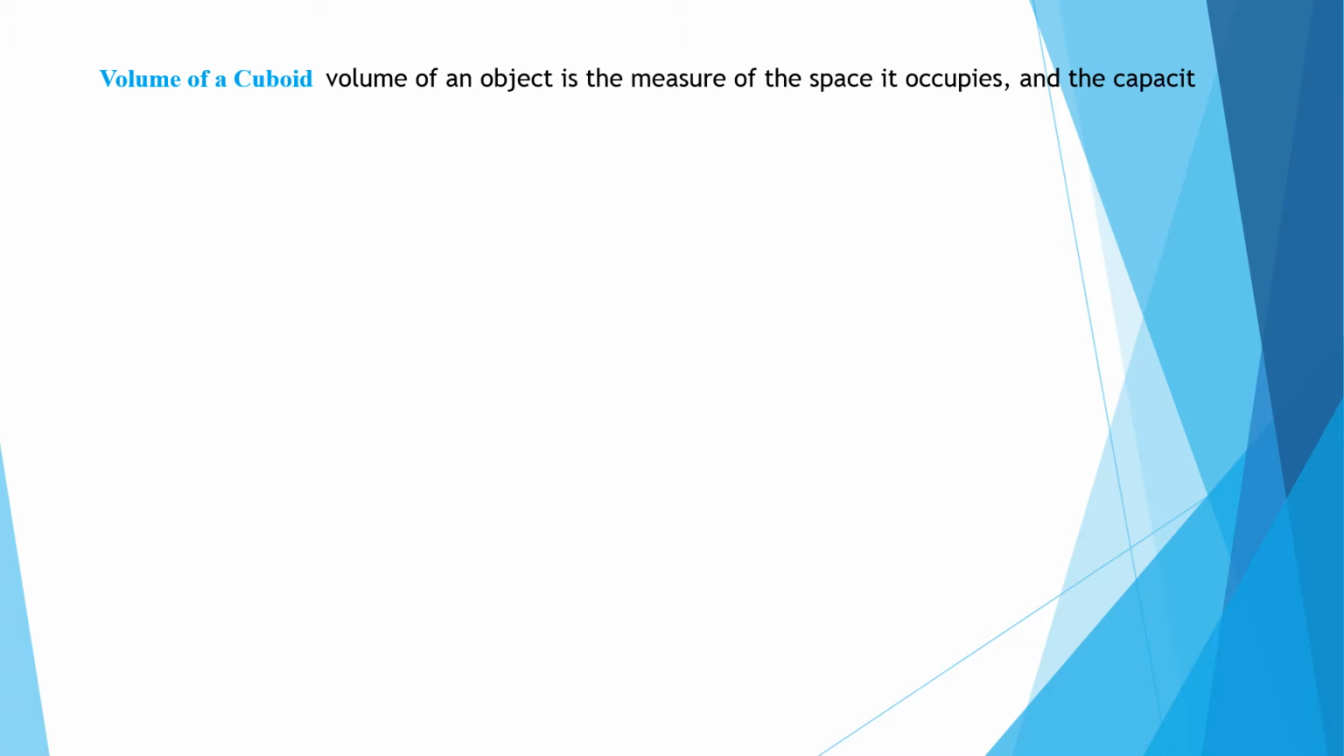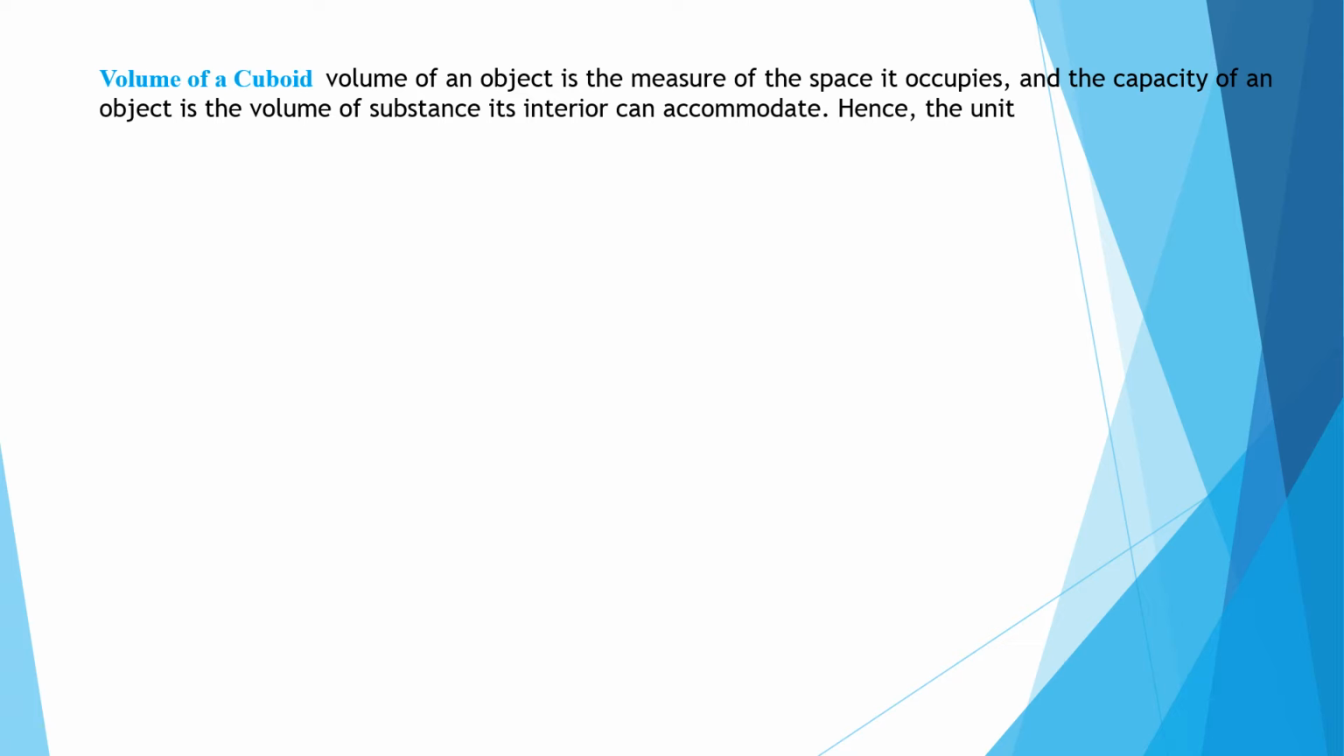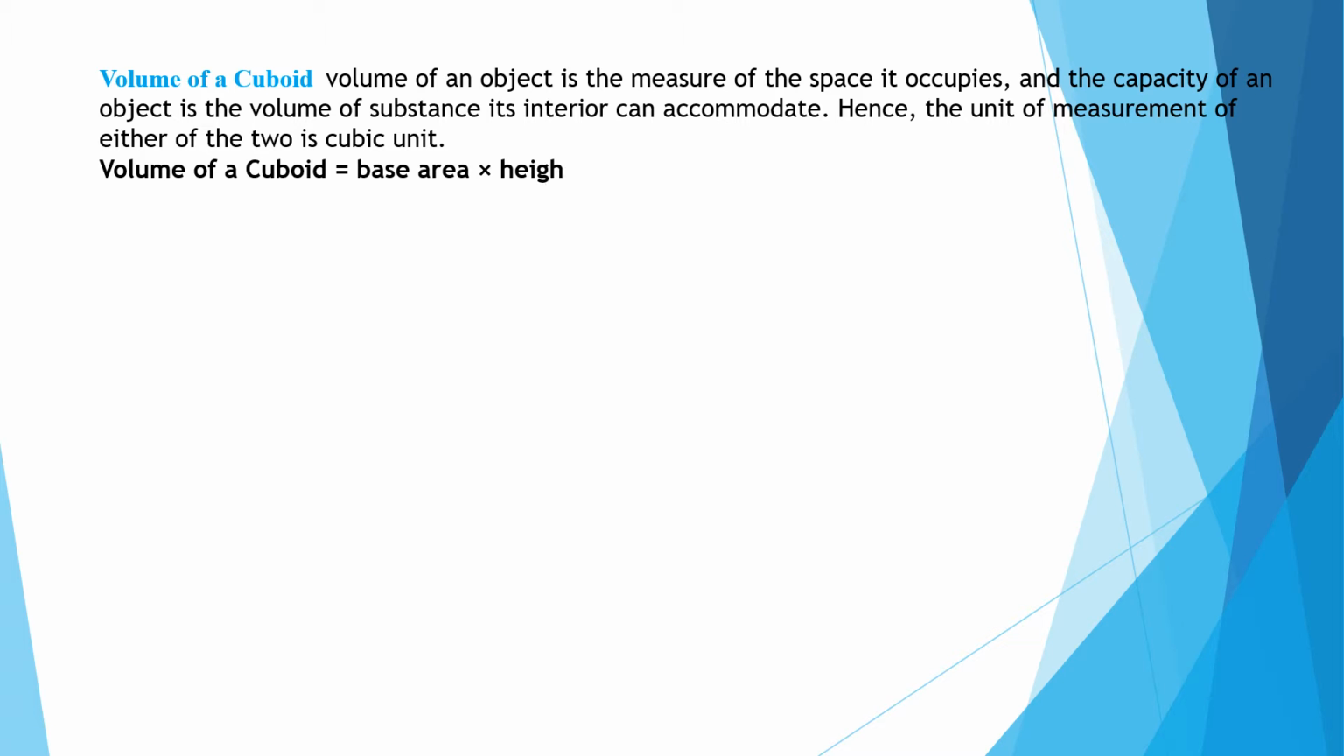The volume of an object is the measure of the space it occupies, and the capacity of an object, we can say, is the volume of the substance that its interior can accommodate. Hence, the unit of measurement of either of the two is cubic unit. So, the volume of a cuboid is base area into height, that is, length into breadth into height.